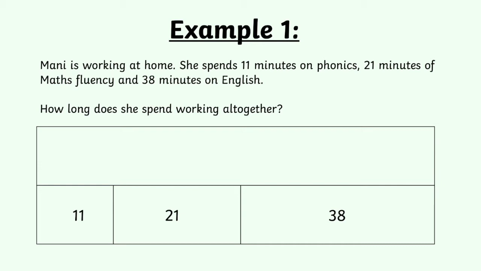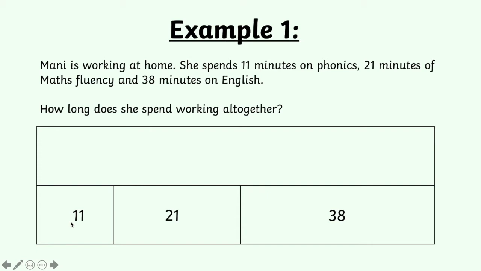We need to work out how long she's been working altogether. And we can see that there are 3 parts here. 11 minutes for phonics, 21 minutes for maths fluency, and 38 minutes for English. And I've represented that here. 11 minutes, that's the smallest part, 21 minutes, and 38 minutes. Now, I might want to go away now and add these up with the column method, or add them up with a different method. But showing it like this helps me see really clearly what I'm trying to do. I've got 3 parts, and I need to know how much they are all together.